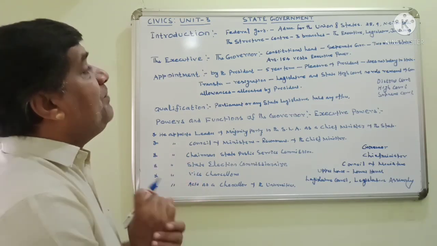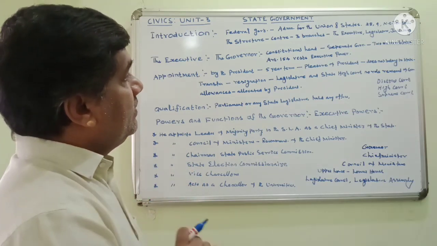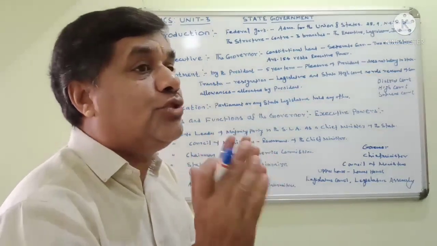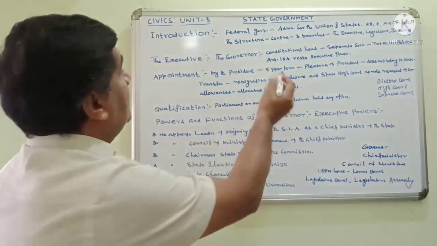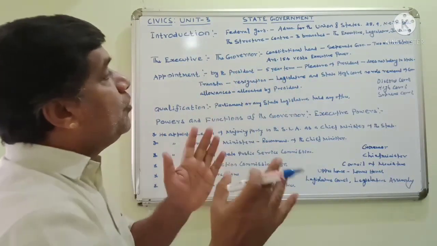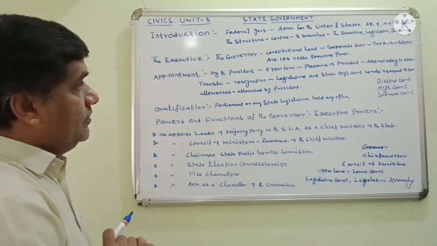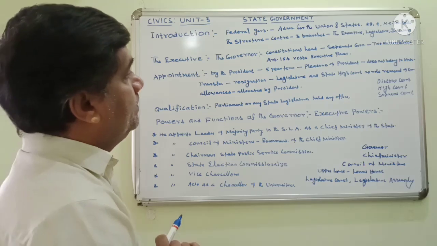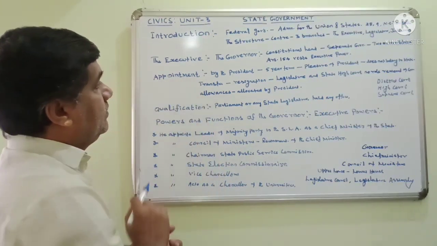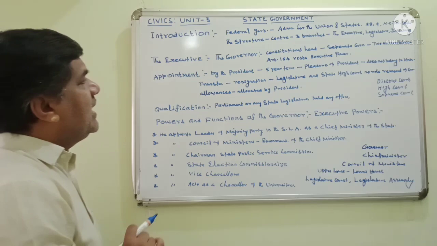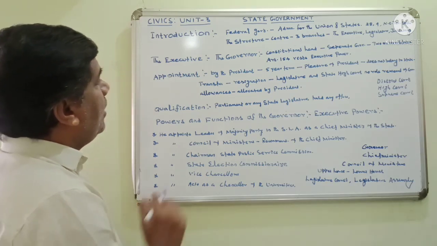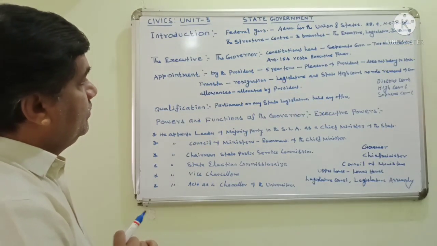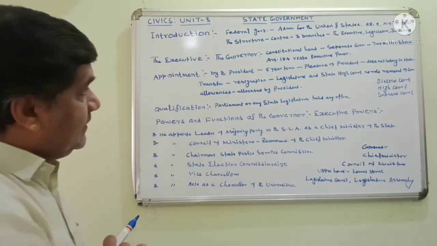Article 154 vests the executive power in the governor. He has the executive power. He appoints persons in the state government. Appointment: the governor is appointed by the president.